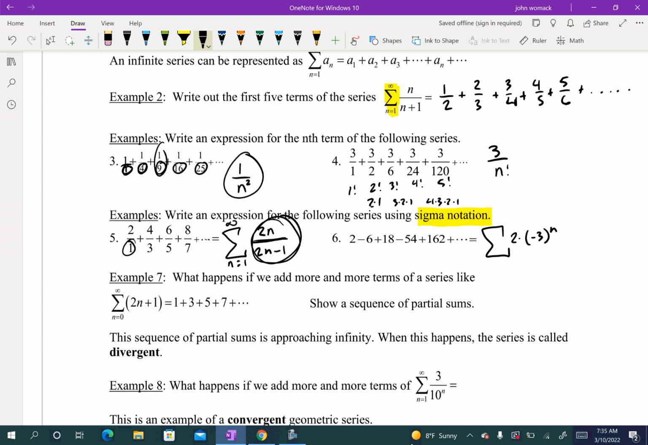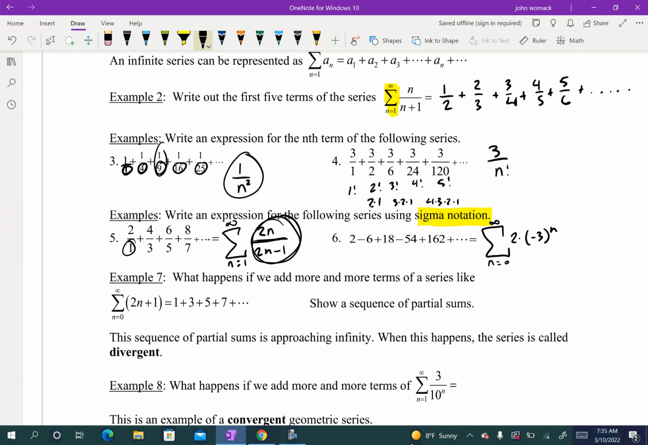Then I could multiply by 2. So that works for the first term. Negative 3 to the 0 is 1, times 2 is 2. If I plug 1 in, negative 3 to the first power is negative 3, times 2 is negative 6. If I plug 2 in, negative 3 squared is 9, and 9 times 2 is 18. So in this case, I want my n to start at 0 instead of 1. And then we're going to go to infinity. This is not the only formula you can come up with. You can also make it so n equals 1. There are different answers here that would work.